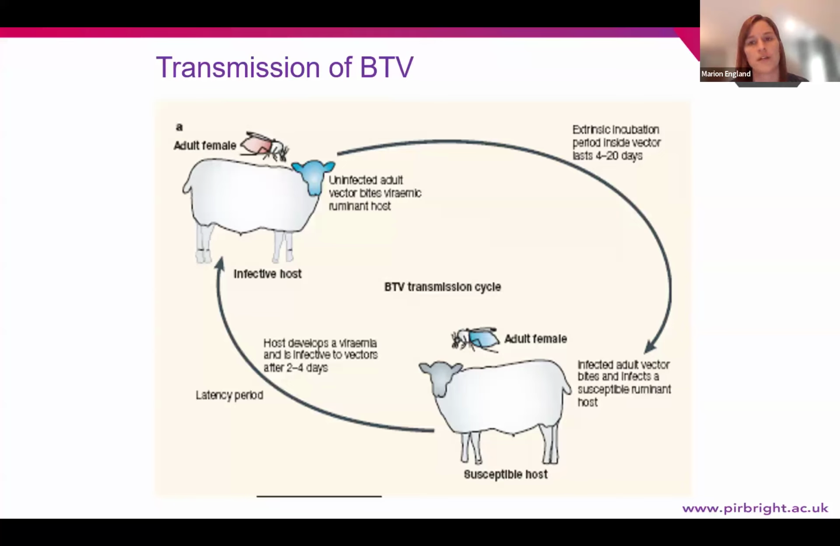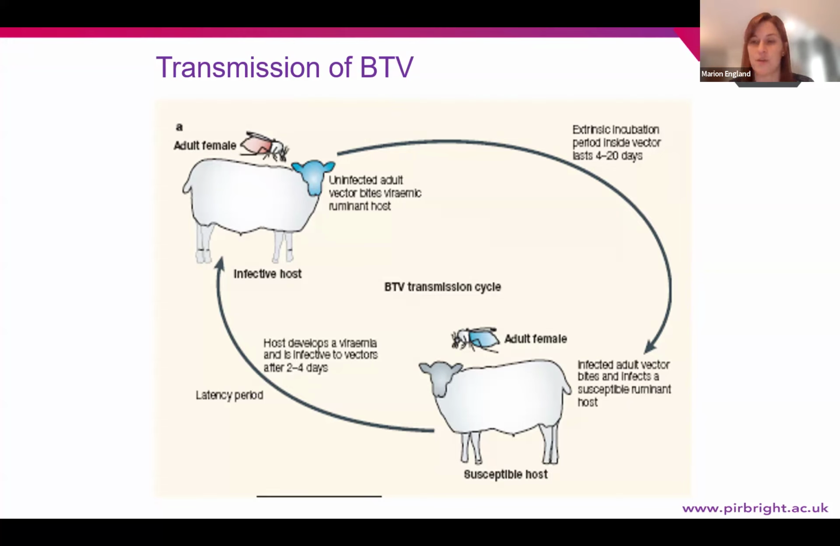So the way that bluetongue is transmitted between animals with the vector is you have an uninfected adult vector. So you have a female Culicoides who doesn't contain the virus, comes along and bites an infected sheep, and then in the blood meal that she takes, the virus is also taken up. And then it takes about 4 to 20 days for the virus to leave the gut of the midge and to replicate and disseminate to the salivary glands of the midge. So now you have multiple copies of the virus within this midge, and virus is present in the salivary glands.